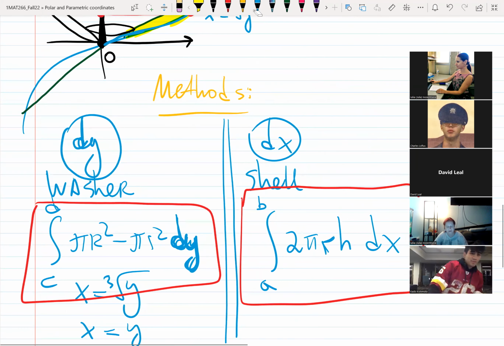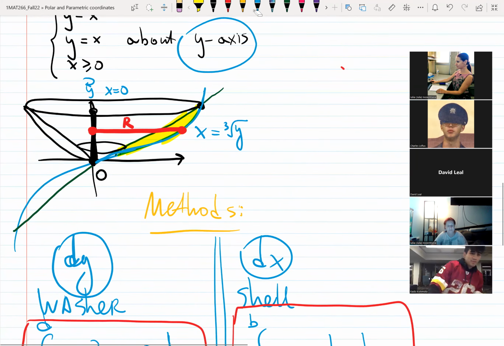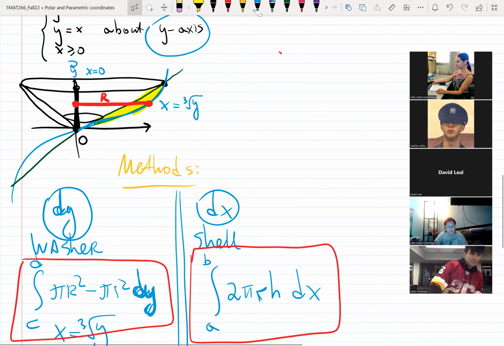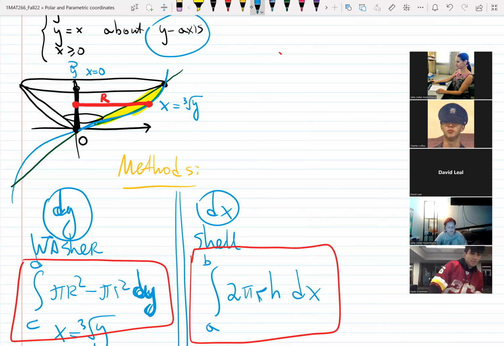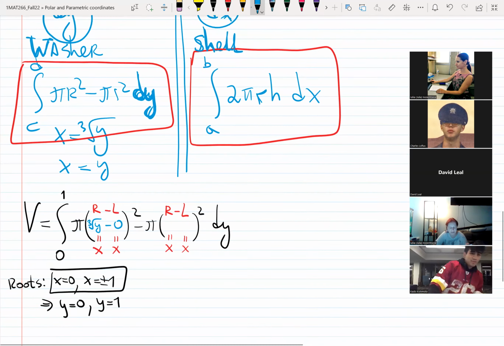And which one is more convenient? Rotation was happening about y-axis, so it's going to be dy case for washer. Are you okay working with dy case? If yes, then choose that. Or it's the dx case for shell, but then the formula is different. Are you okay with that? Then do that. So we did not finish.